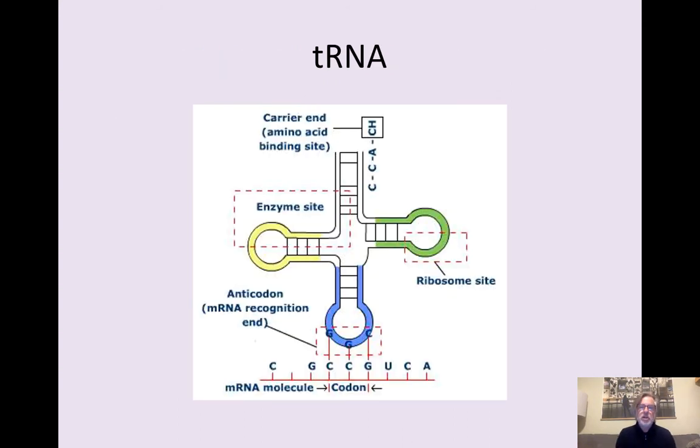So first, this is what a tRNA looks like. It's got these 3 arms on it, these 3 loops. One of them is called the ribosomal site, and that's where it's going to attach to a ribosome. Another is called the anticodon, and you can see that's here. And so GGC is the anticodon because it's the complement of the codon CCG. And then the enzyme site we're not going to worry about much in this course. But at this end, the carrier end, the amino acid is attached to the transfer RNA.